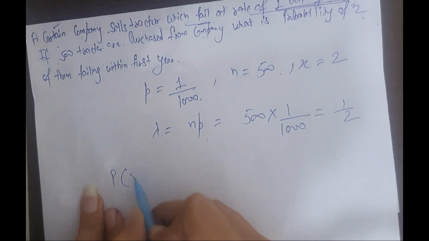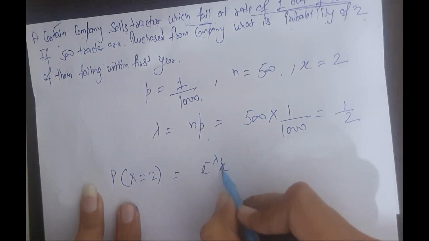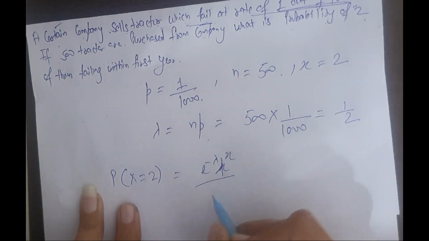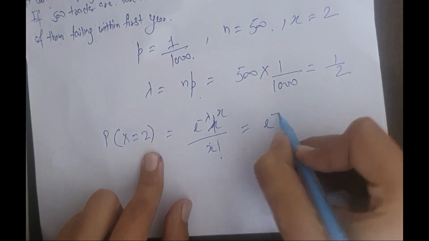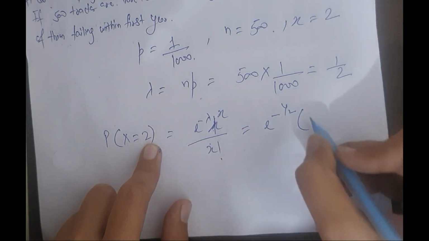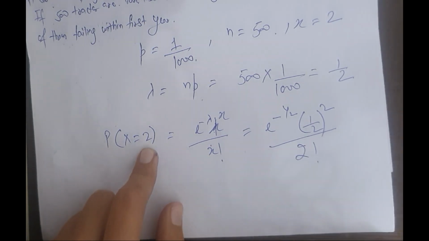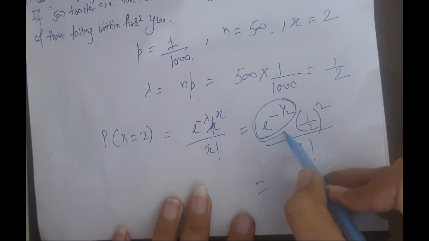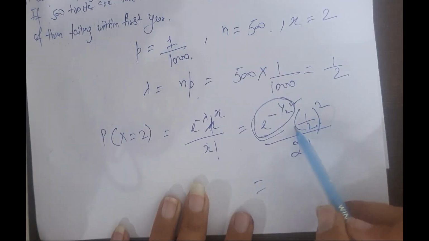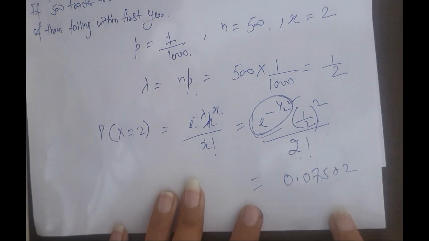So we have to find P(X equal to 2), that is e to the power minus lambda, lambda to the power x upon x factorial, that is e to the power minus lambda, where lambda is half, x is 2 upon 2 factorial. Now put this in a scientific calculator and solve it. Multiply this with it and also divide it by 2. Answer will come out to be, this is the answer.